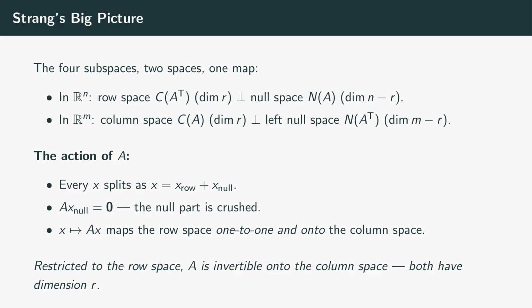When A acts, it sends the null space part straight to 0. That piece is crushed. What remains is the row space part, and here is the beautiful fact: A maps the row space 1-to-1 and onto the column space. Both have the same dimension, r, so restricted to the row space, A is genuinely invertible onto the column space. Strip away the null space and every matrix is, at heart, an invertible map between 2 equal dimensional spaces. That is the big picture in one sentence.